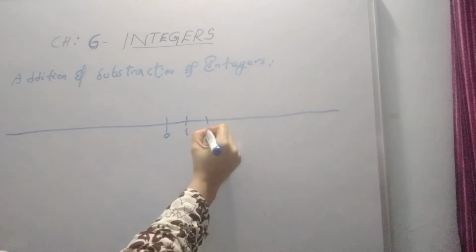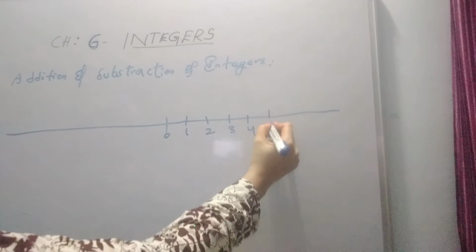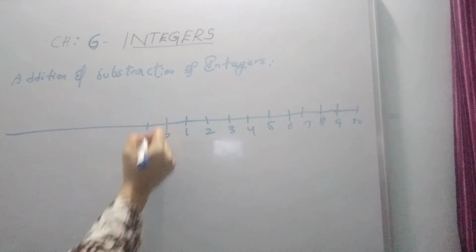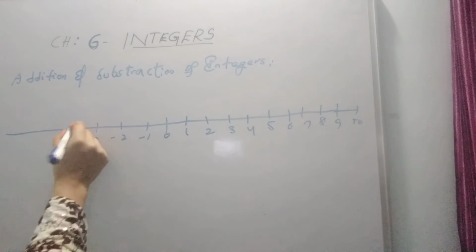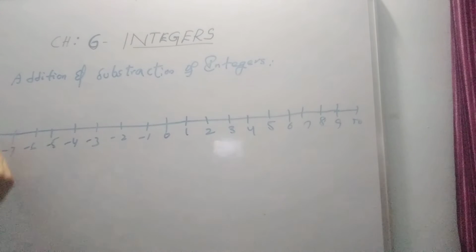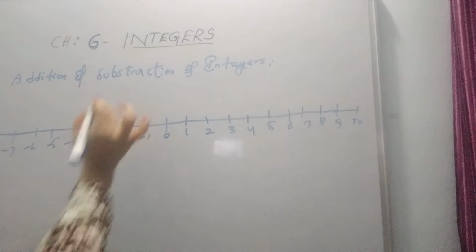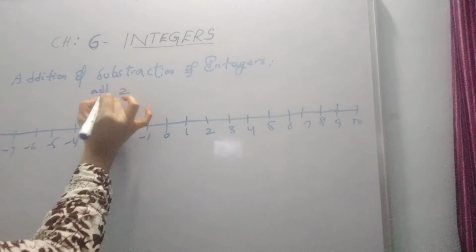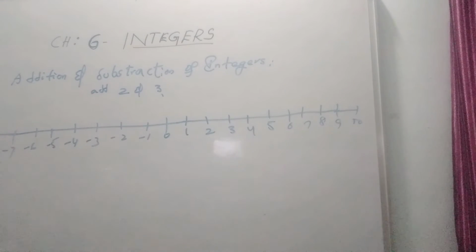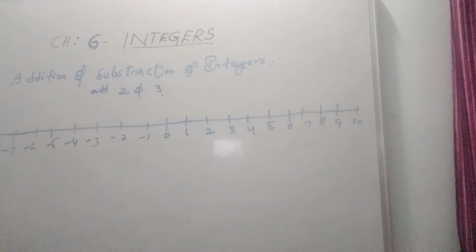Okay, 2 3 4 5 6 7 8 9 10. Okay, next -1 -2 -3 -4 -5 -6 -7 -8 -9 -10. Okay, let us add 2 and 3 on the number line. First of all add 2 and 3 on number line. How can you add 2 and 3 on the number line?